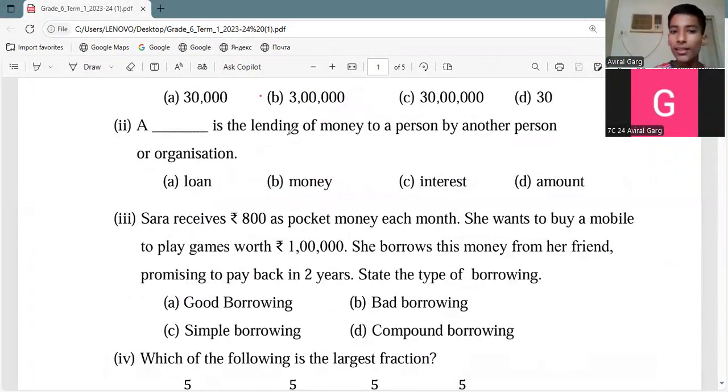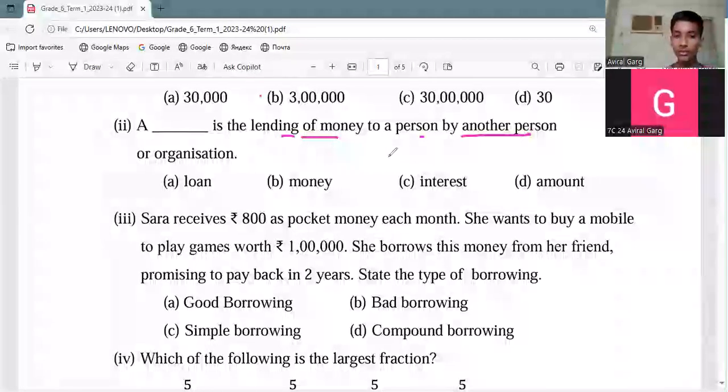A dash is the lending of money to a person by another person or organization. This is not in your syllabus. This is a part of general knowledge. So the answer here is loan.